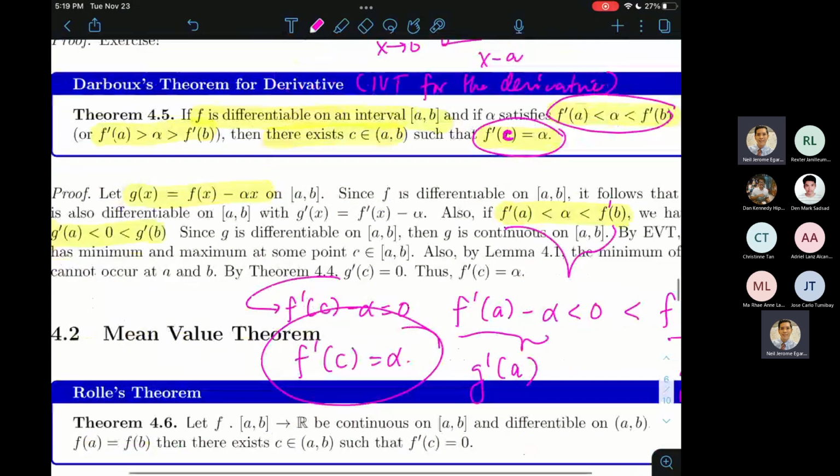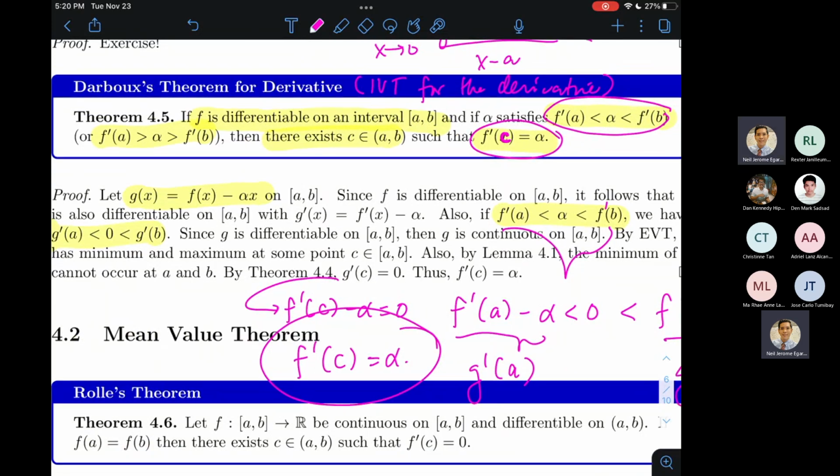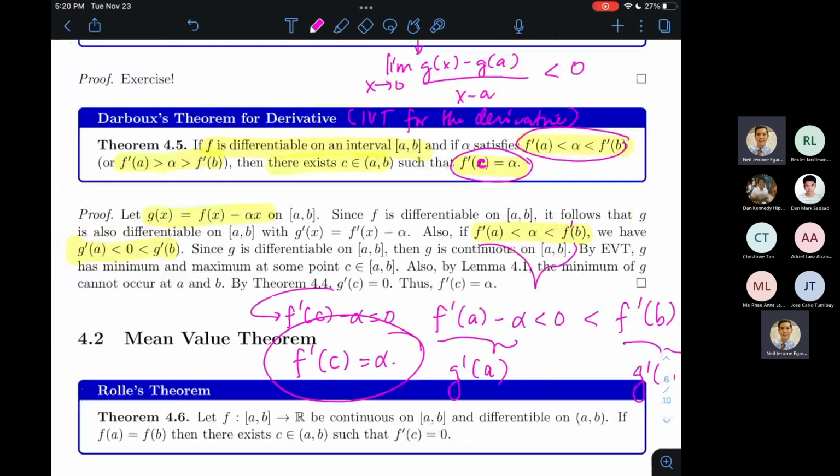Okay? But that's the idea, and I hope you appreciated yung paggamit ng lemma 4.1, actually pati rin ni Fermat's theorem para sa proof ng Darboux's theorem. Okay? So the proof is, I think, pretty straightforward, but that is due to the fact that it borrowed results from three major theorems: lemma 4.1, Weierstrass's theorem, and Fermat's theorem. But essentially, Darboux's theorem, as I mentioned earlier, is simply the version of the IVT for the derivative.